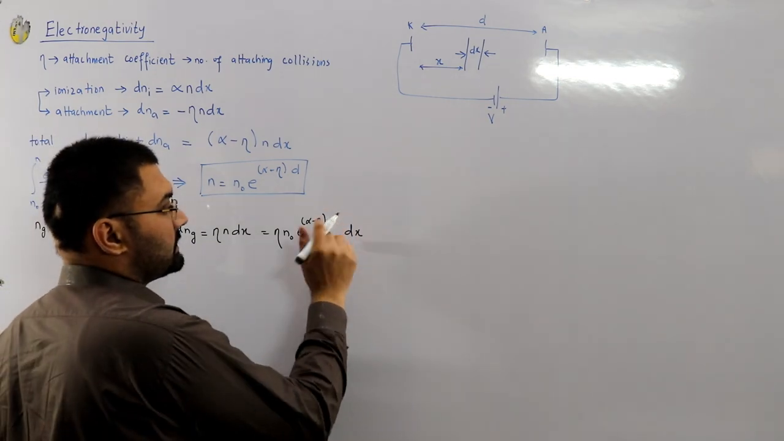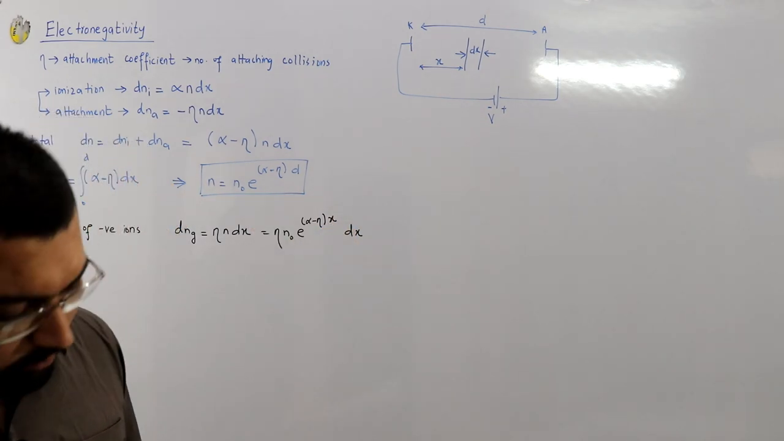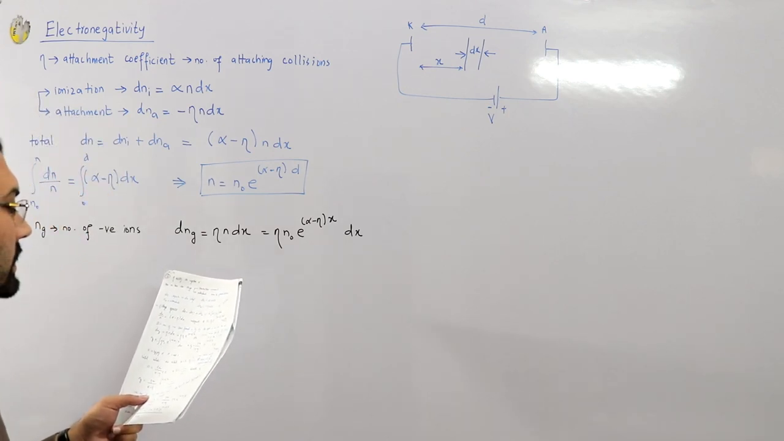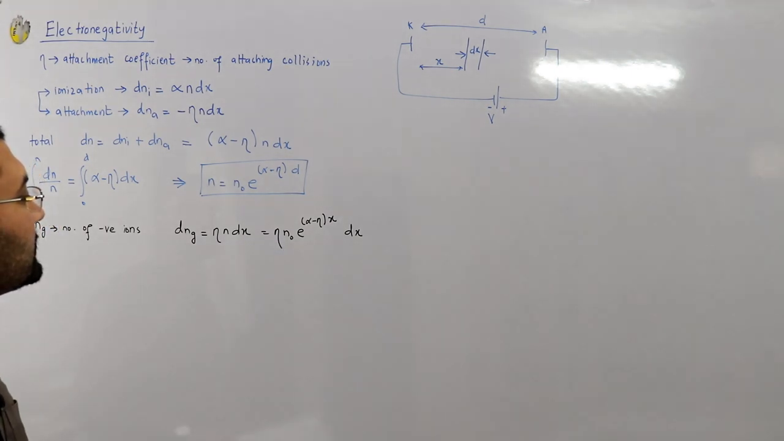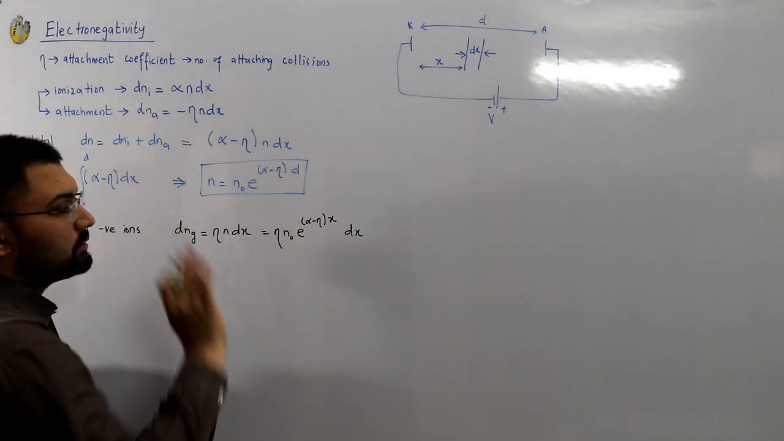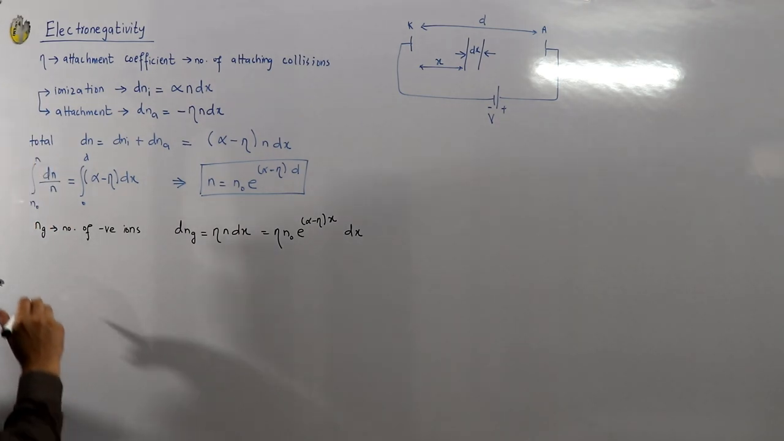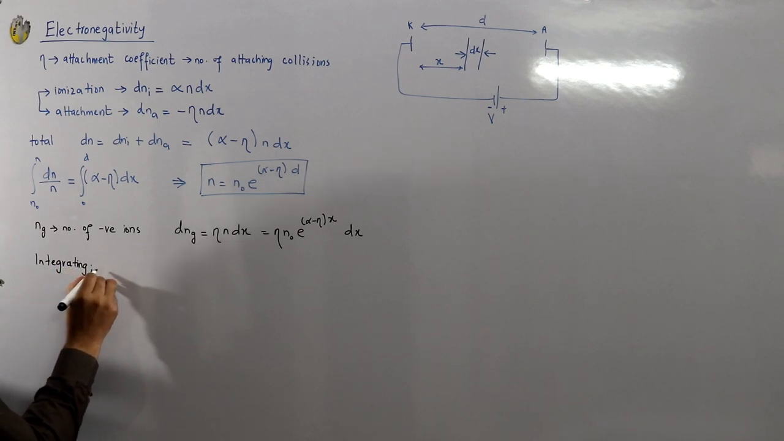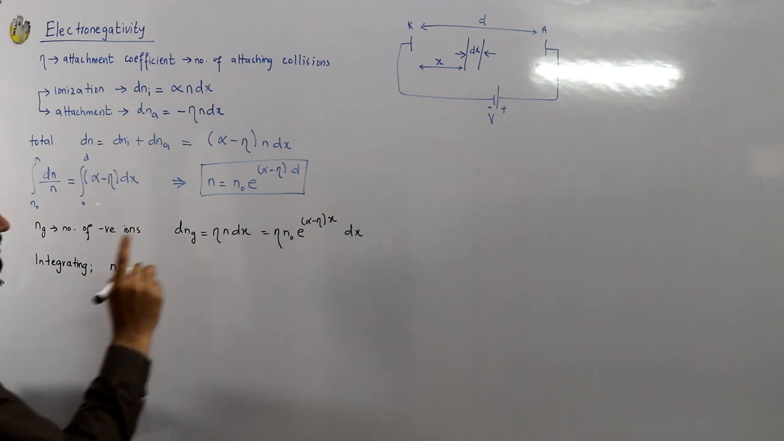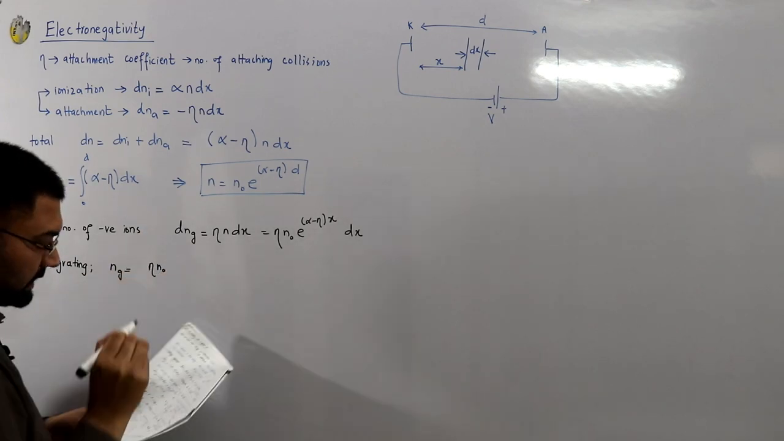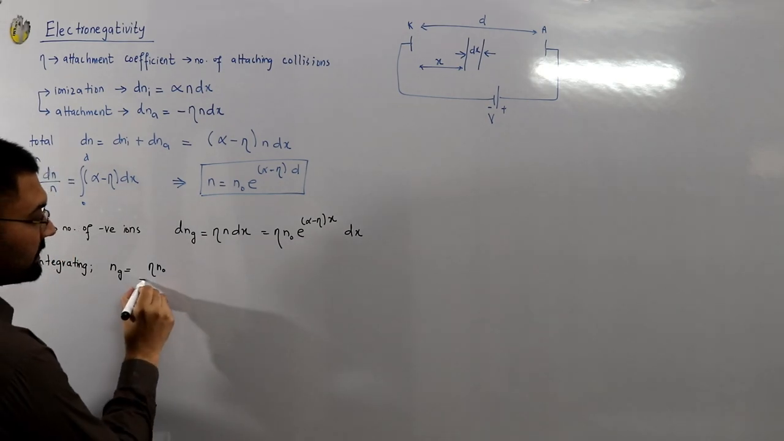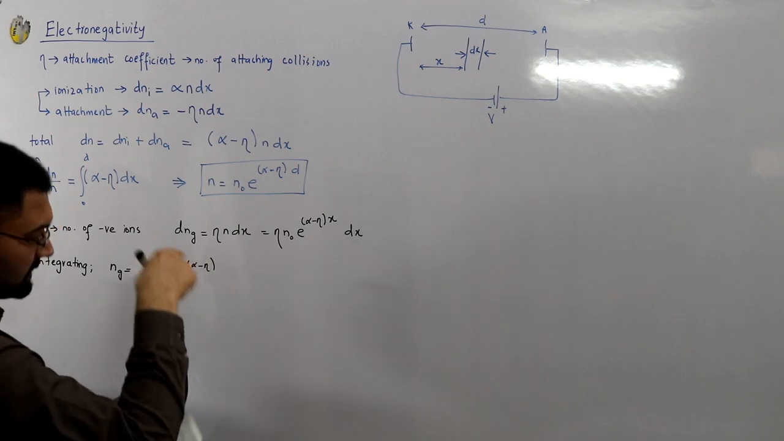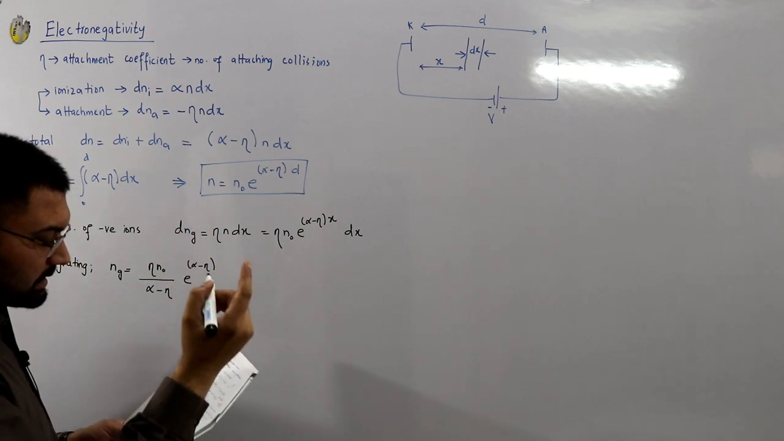For instance, let me take this at a distance x as a variable, for now. Is that fine? For Ng, you would integrate this with respect to x. I am very weak in integrations, you know that very well, so you can just do it by yourself. If I integrate this, Ng is equal to eta times n naught divided by alpha minus eta, times exponential of alpha minus eta times x, plus k.